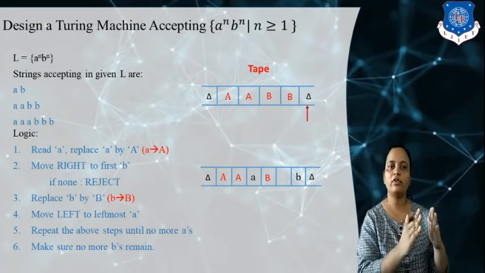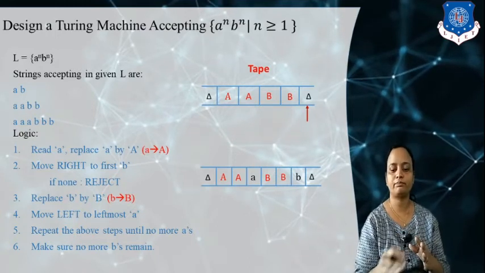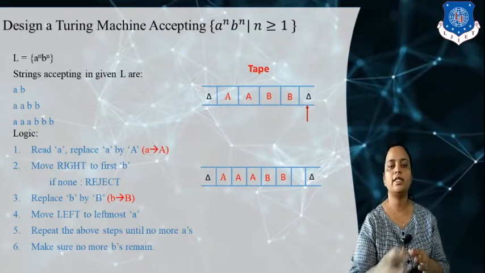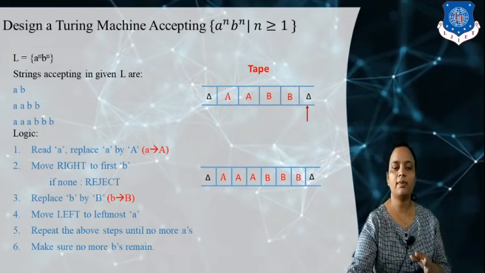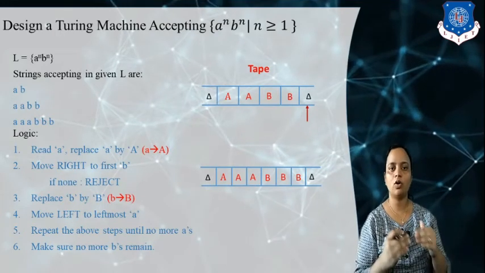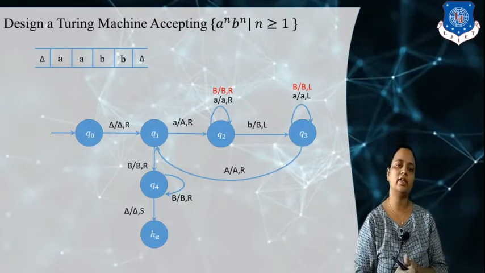Move to the left, find the third A. The third A is replaced by a capital A. Move to the right side, find the third B, replaced by a capital B. Now we can see that all my letters are converted into capital letters, all A's, all B's. So we can say that this string is accepted.